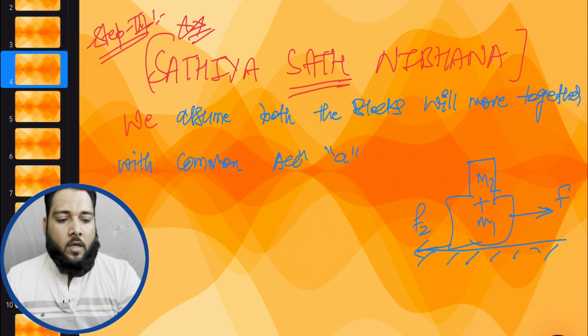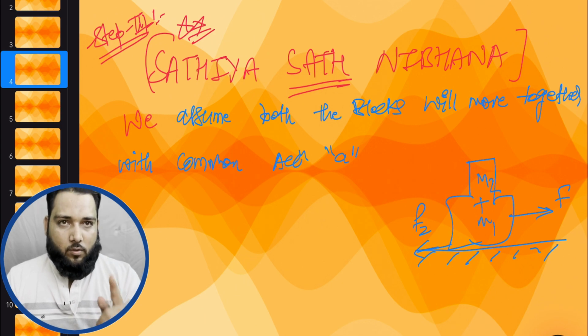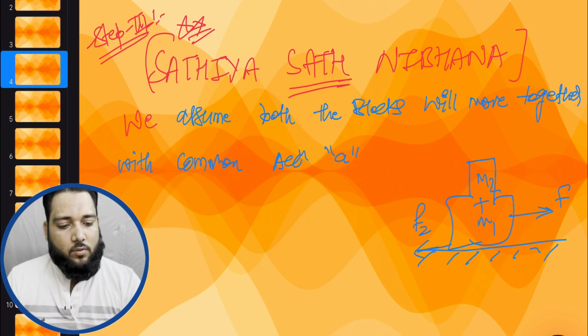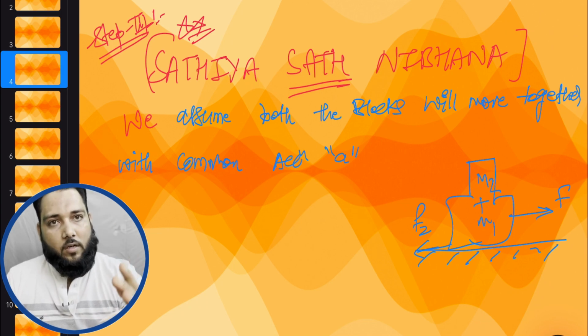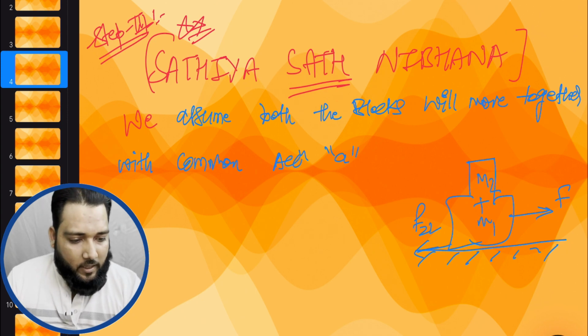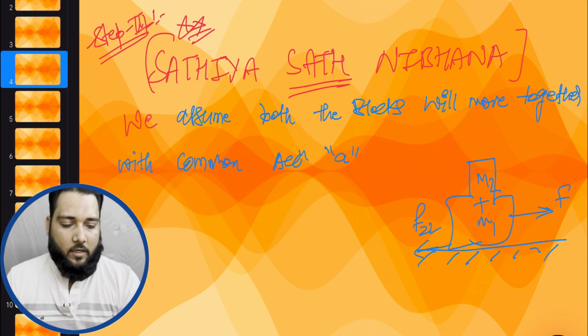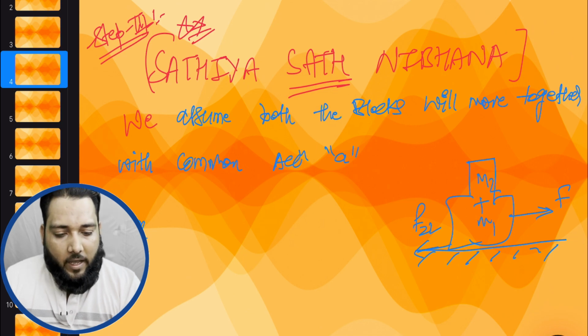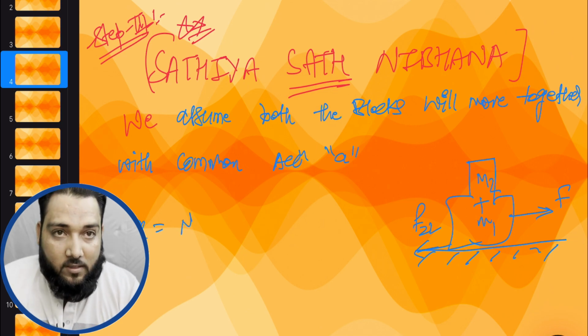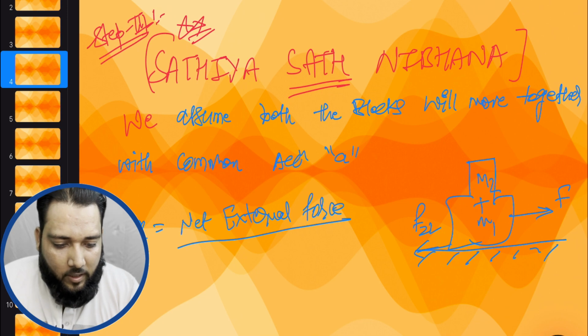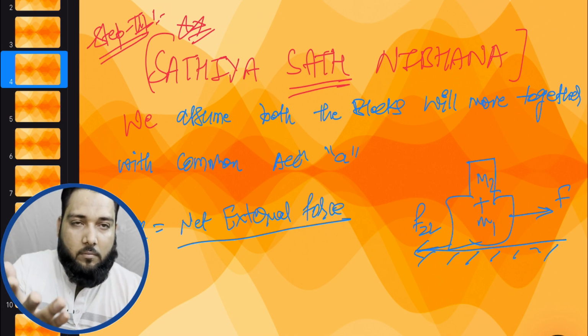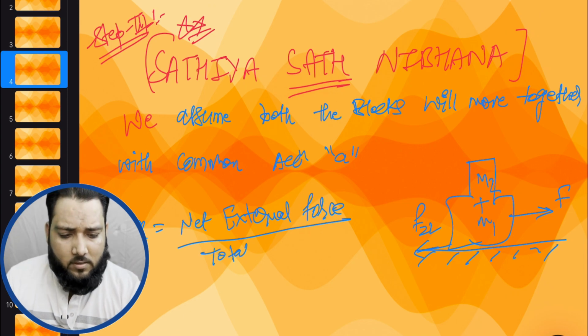Now you can see, if M1 and M2 are moving together, it means motion has started. So definitely this friction will be overcome and will have already achieved its limiting condition. I am taking this as FL2 limiting. So we can find the common acceleration A: net external force divided by total mass, since acceleration is force by mass.